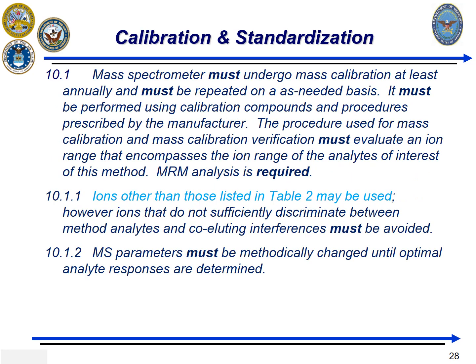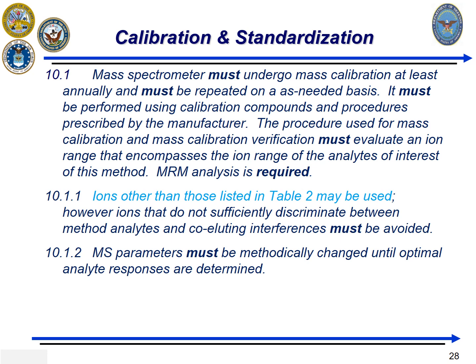There are some mass calibration and mass calibration verification requirements contained in the method. Mass calibration is required at least annually and must be repeated on an as-needed basis. It must be performed using calibration compounds and procedures prescribed by the manufacturer. The procedure used for mass calibration and mass calibration verification must evaluate an ion range that encompasses the ion range of analytes of interest of this method. That was a requirement of Table B-15 as well, by the way.